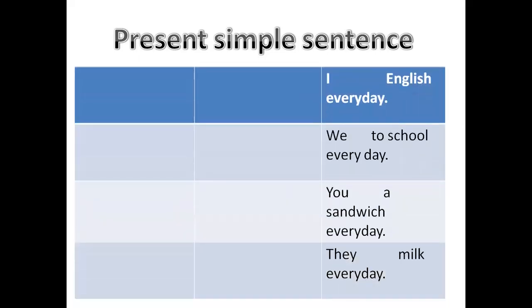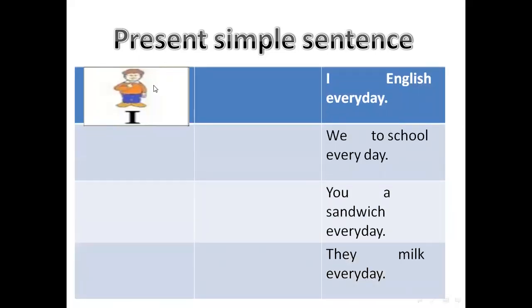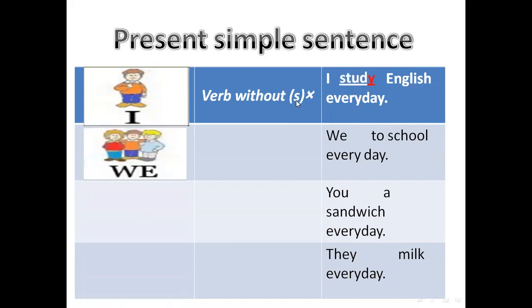Now we move to the grammar part in lesson C. Present simple tense. With the pronoun I, the verb without S. For example, I study English every day. With the pronoun we, again the verb without S. For example, we go to school every day.